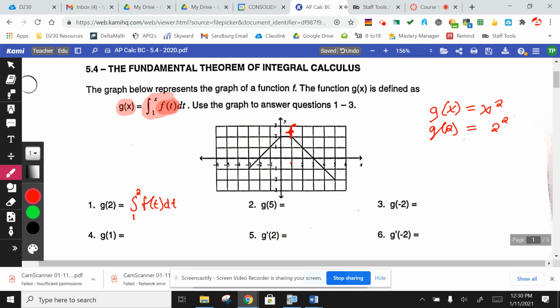So if we go from 1 to 2, here's 1, here's 2, and it's been a while, but hopefully we are understanding the idea of an integral is the accumulation of change. When it's a graph, it's just the area. So if I just find the area from 1 to 2, notice I have one complete square and then a half of a square. Whatever that area adds up to be, that's the value of g of 2. So this would have to be 1.5.